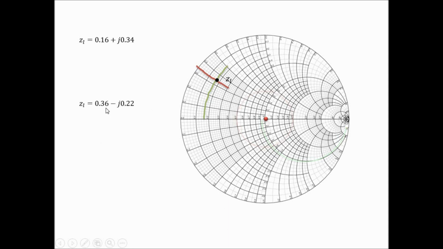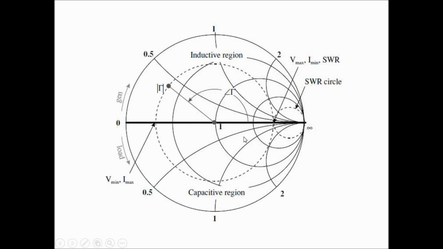If you want to show 0.36 and 0.22, so 0.36 will be here. I am showing 0.22 now. Yeah, this is my 0.22 and this is my 0.36. So they intersect here. So this is my ZL point for the second case.